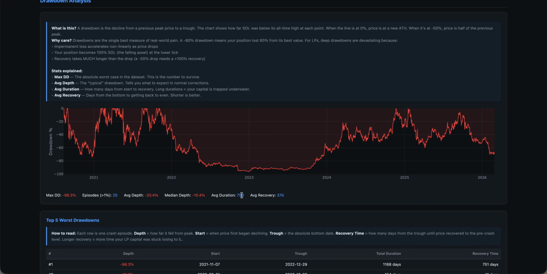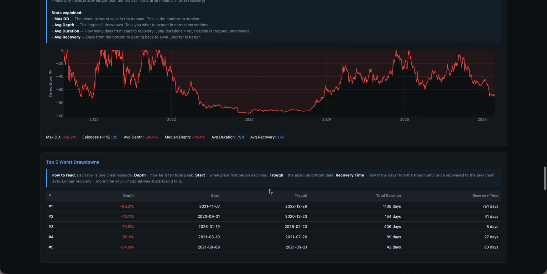You can see it's almost 80 days being underwater, and just 40 to recover, so it's double the time. It's 2 times quicker to recover from losses, which is a very good result when it comes to a financial product itself. Usually these things can take months and years.